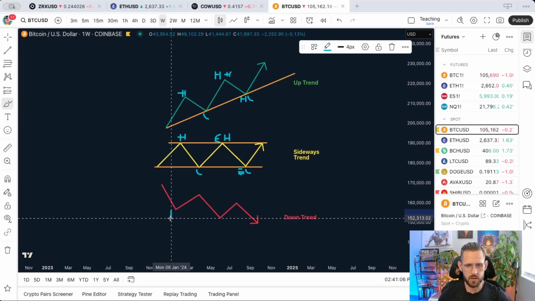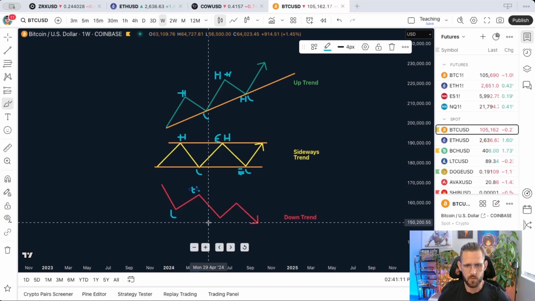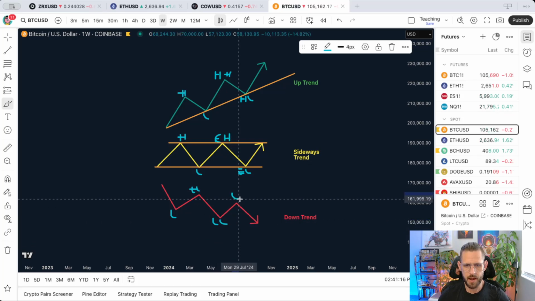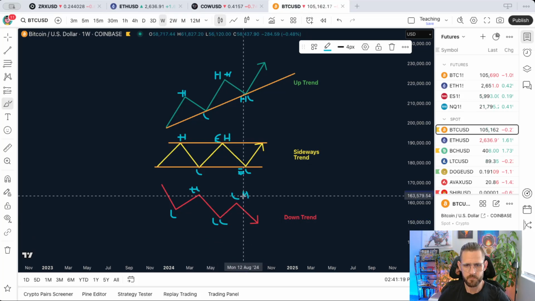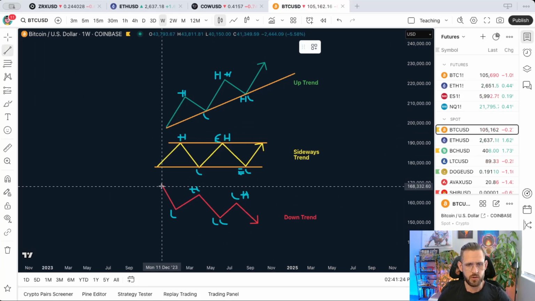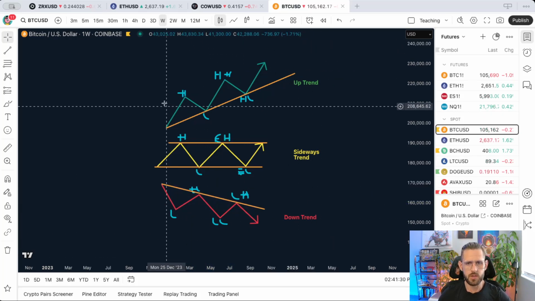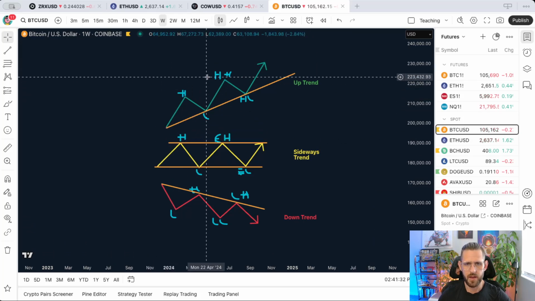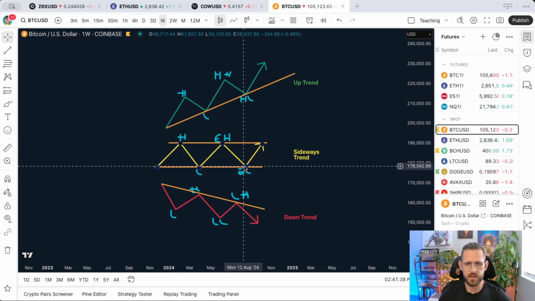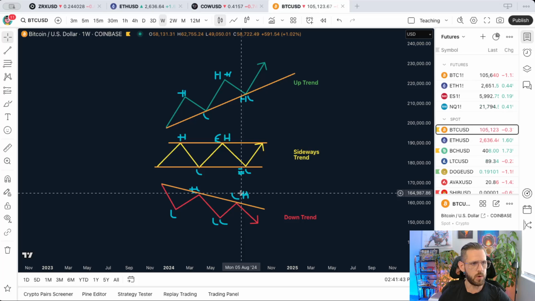We're going to have our low. We're then going to have our high. We're going to have our lower low and our lower high. Okay? So here also you can define this trend by drawing across the tops downwards. All right. So just to sum this up, an uptrend is consecutive higher highs and higher lows. Sideways trend is consecutive equal highs, equal lows. And a downtrend is consecutive lower lows and lower highs.